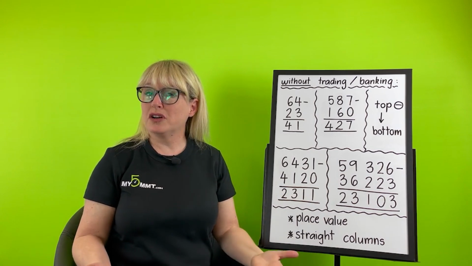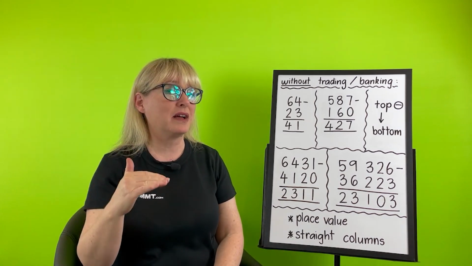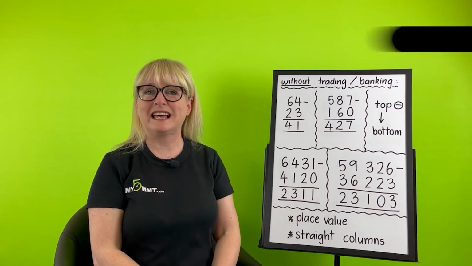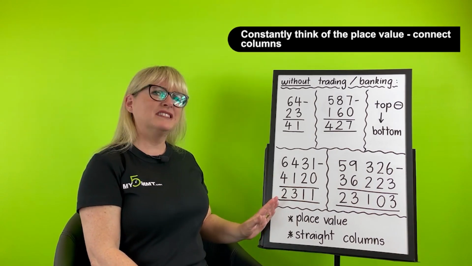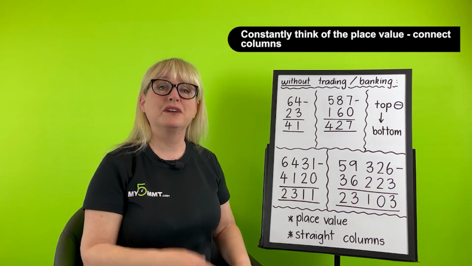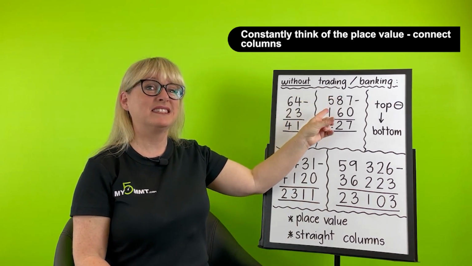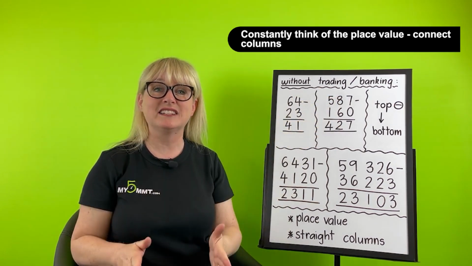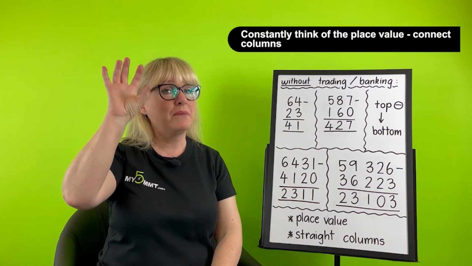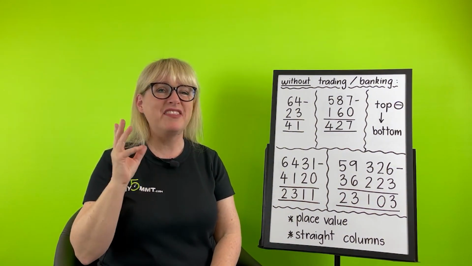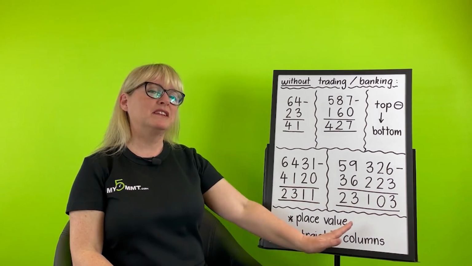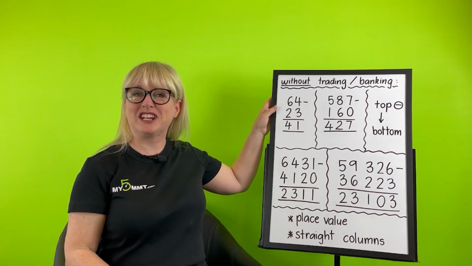I moved across and I said the top number take away the lower number, but I didn't say the place value. I constantly think of the place value though, because I need to connect that when I'm saying 8 tens take away 6 tens, I'm actually connecting the column. The top number is taking away the bottom number, and that's really important. Keeping straight columns will help me achieve that.